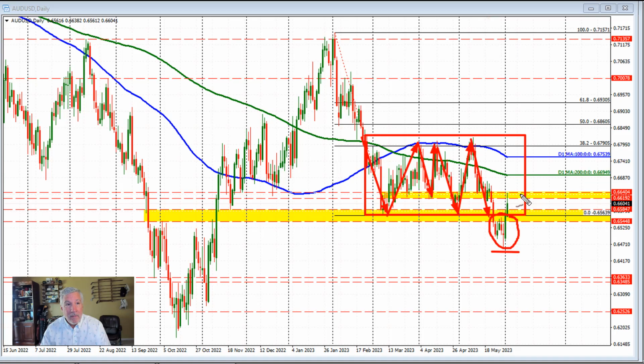That took the price higher and up to another swing area near the 0.6640 level. That level is defined by different swing lows and swing highs, mostly through this area right through here, but stalled right near that 0.6640 level.